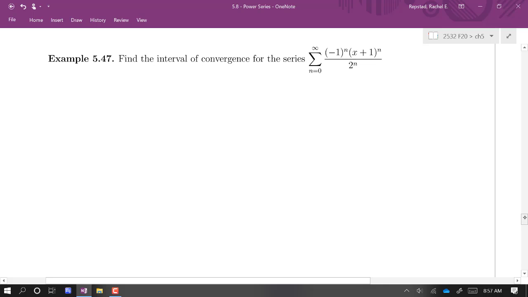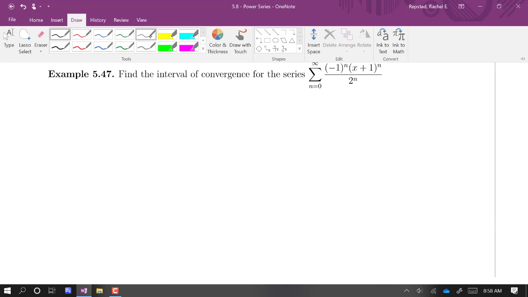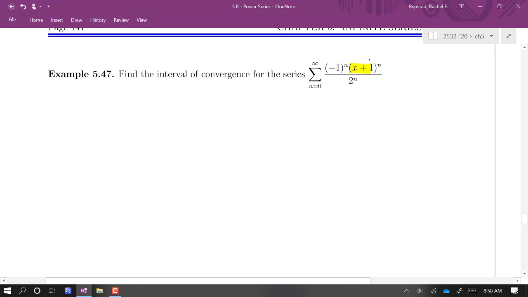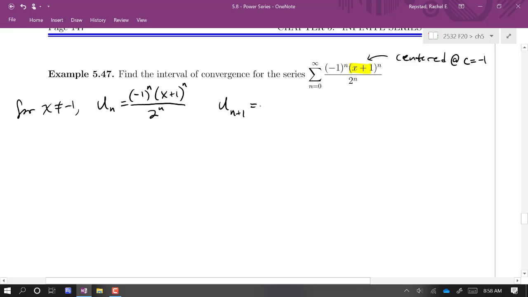All right, so now let's find the interval of convergence for this series. It's alternating, looks like. The first thing we want to observe is where it is centered. So this is centered at -1. And now we're going to consider some fixed value of x that's not the center. So for x not equal to -1, let's see, our nth term, our n plus first term, and we're going to set up our limit.